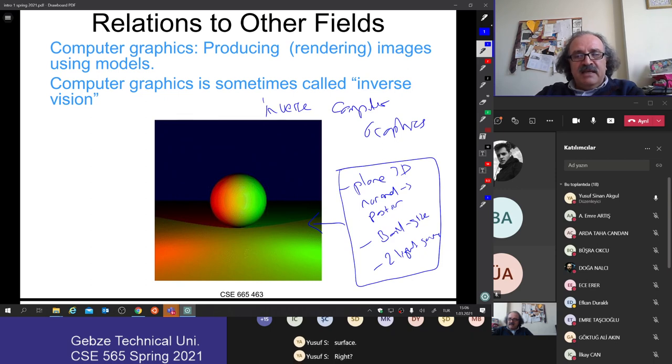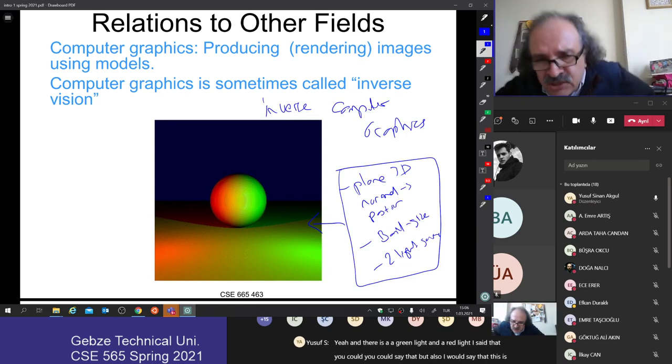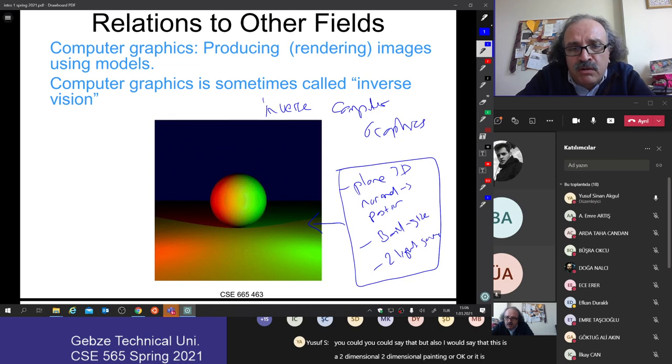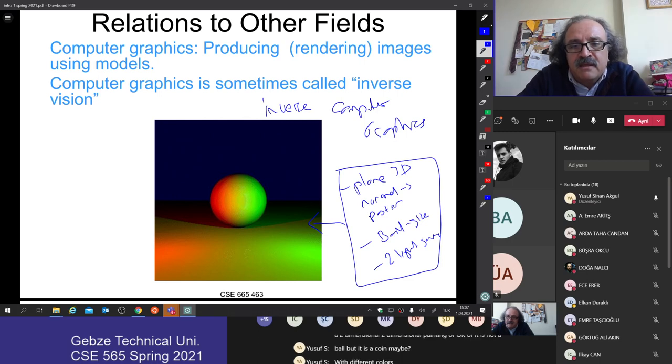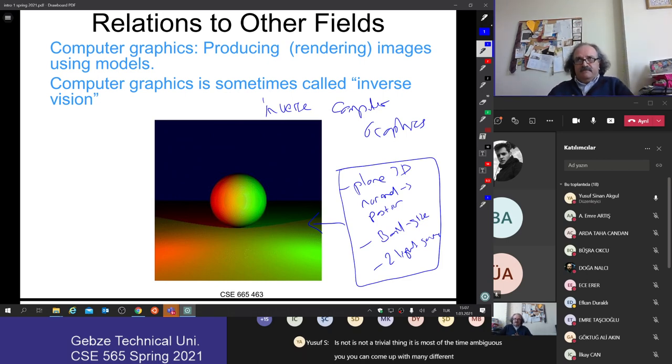And there is a green light and a red light, etc. You could say that. But also, I would say that this is a two-dimensional painting. Or it is not a ball, but it is a coin, maybe, with different colors, etc. So we are going to see some examples of it. Trying to extract three-dimensional properties from two-dimensional images is not a trivial thing. It is most of the time ambiguous. You can come up with many different descriptions.